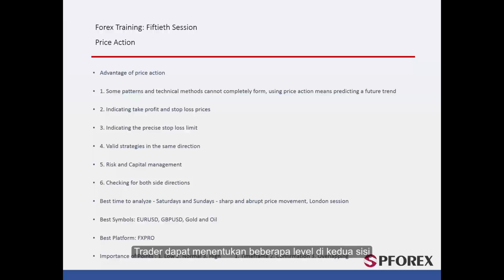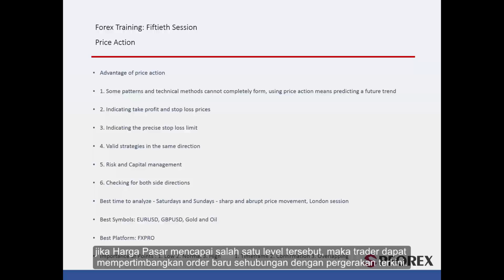A trader can determine some levels on both sides, that if a market price breaks each one of those levels, then the trader can consider a new order regarding recent movement.